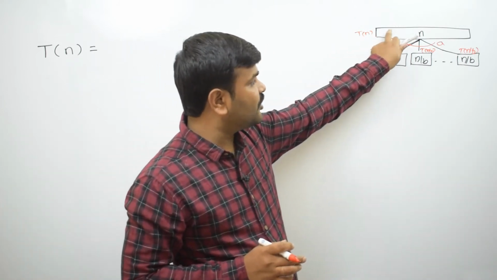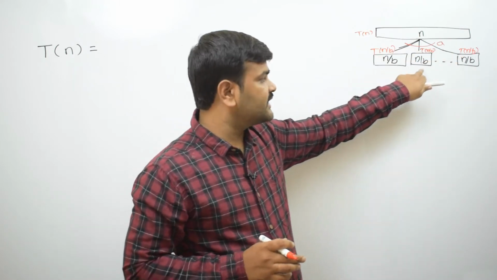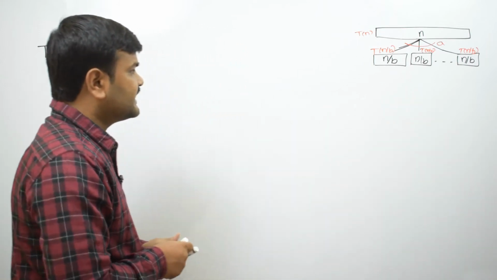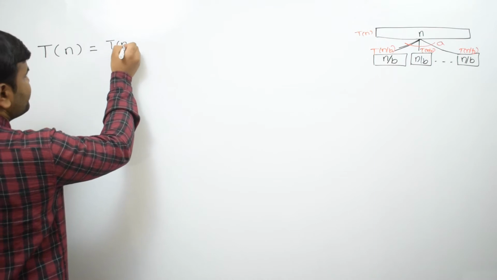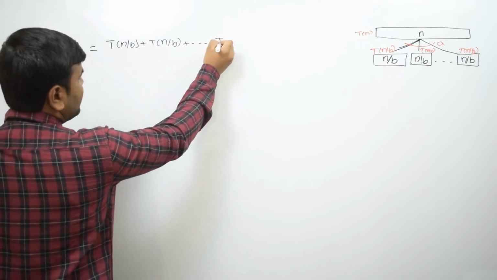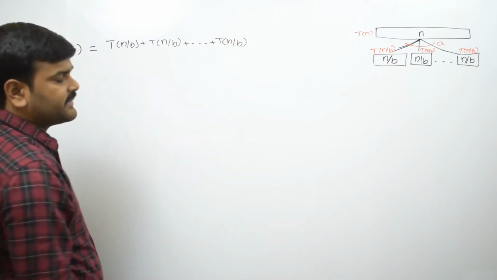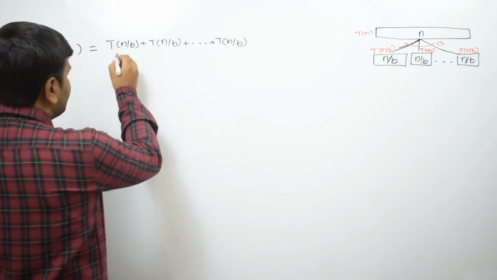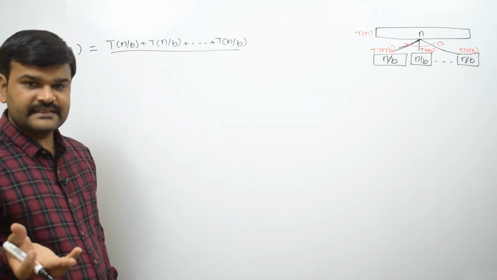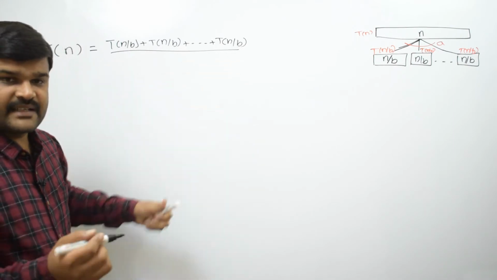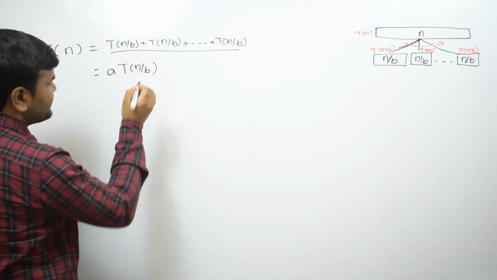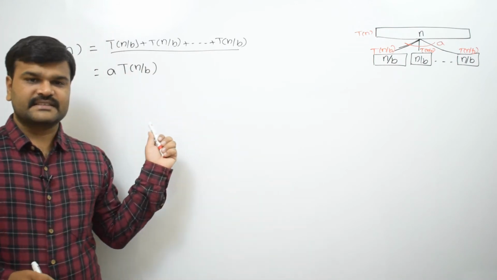So how much time is this whole thing taking? The sum of all these subproblems' time complexities. First subproblem, T of n by b it is taking, second subproblem, T of n by b it is taking, like this. Last subproblem is taking T of n by b. So how many times is it there? A times, because A subproblems are there, right? So A into T of n by b, that's it. So that is the first thing.